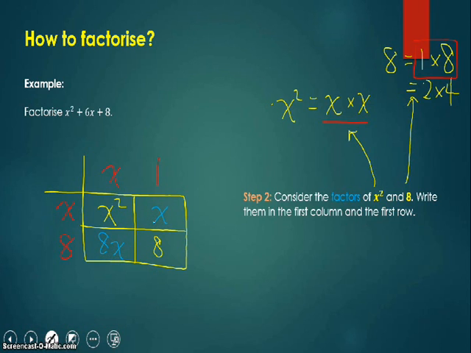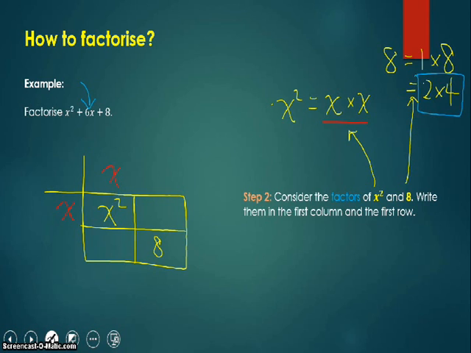So let's check. When 8x plus x, I'll get 9x. Does this value over here tally with this value? No. So since it does not tally this value, it also means that I cannot use the factor 1 and 8. I am going to change it such that it will fit 6x. So let me erase away this and I'll continue trying on the second set of factors 2 and 4.